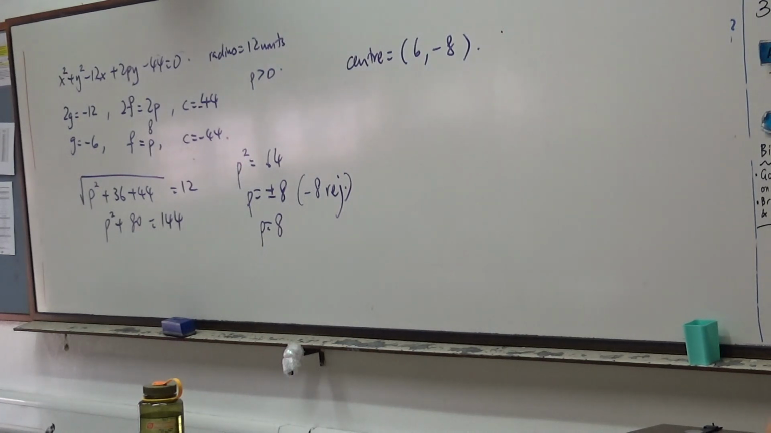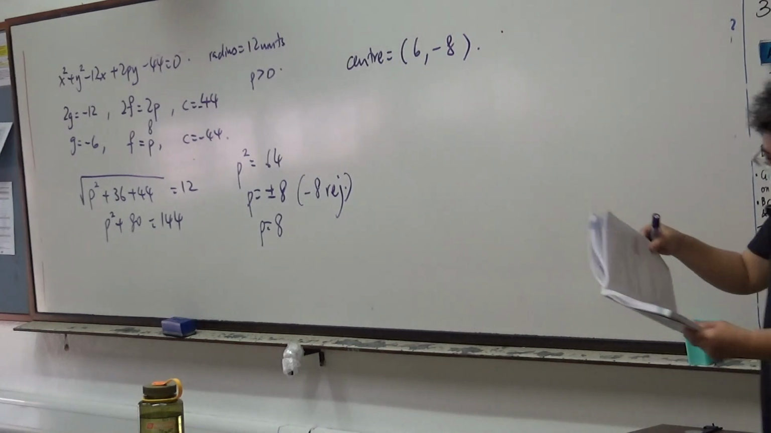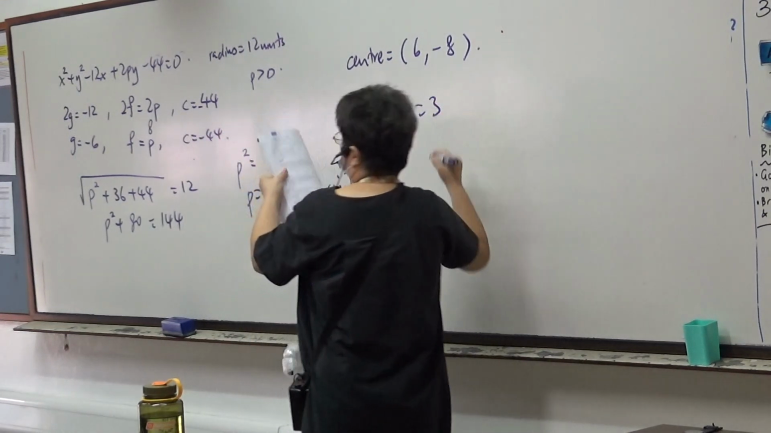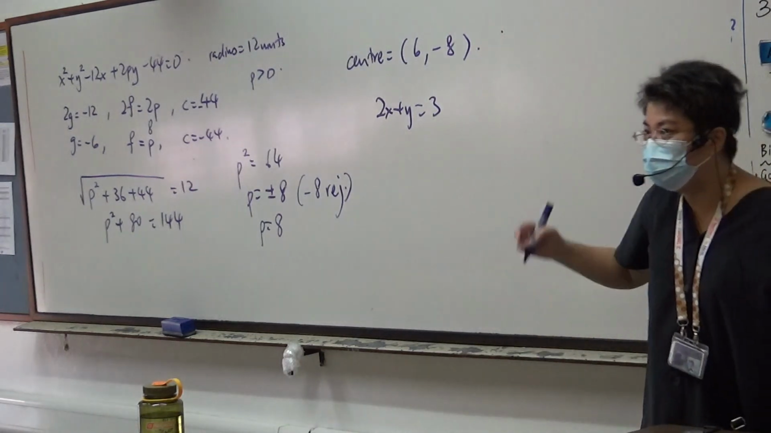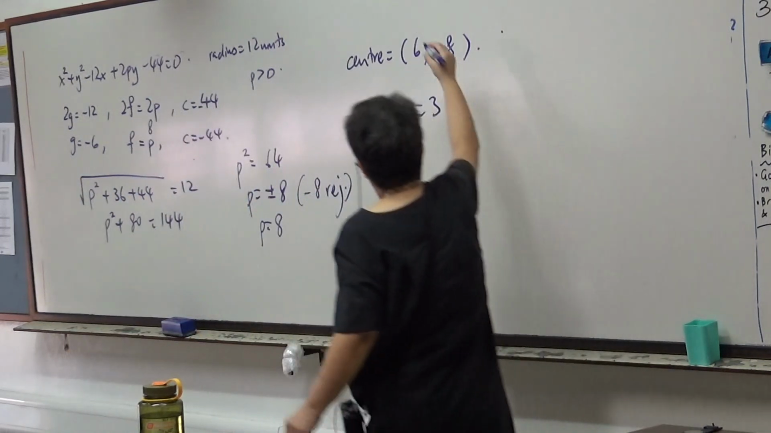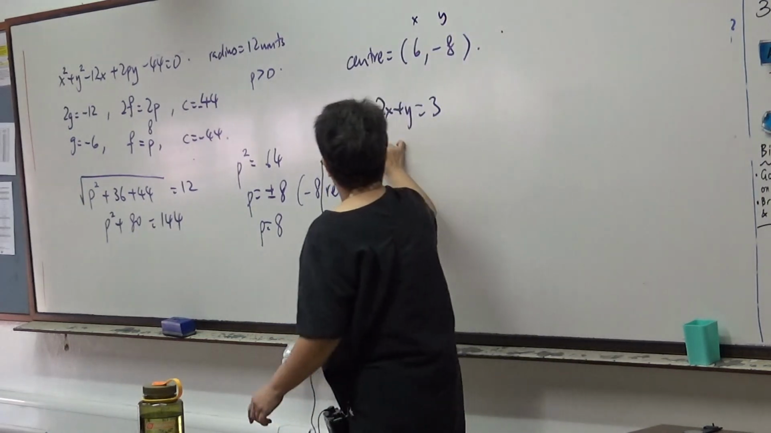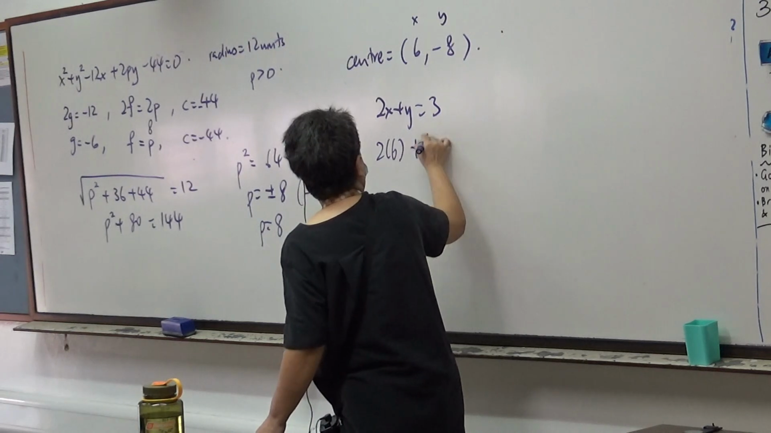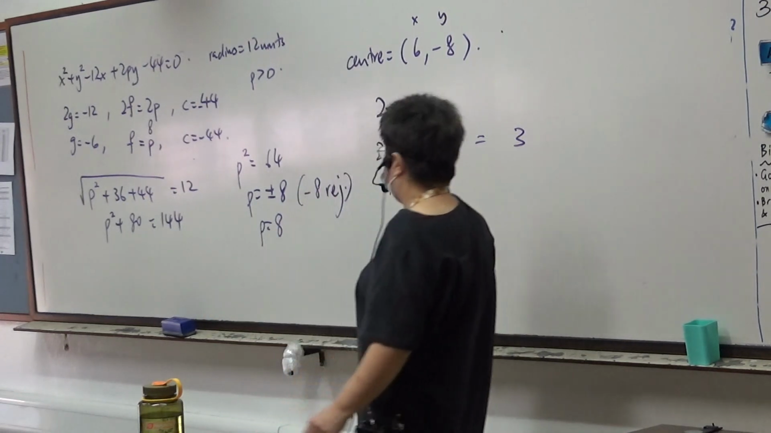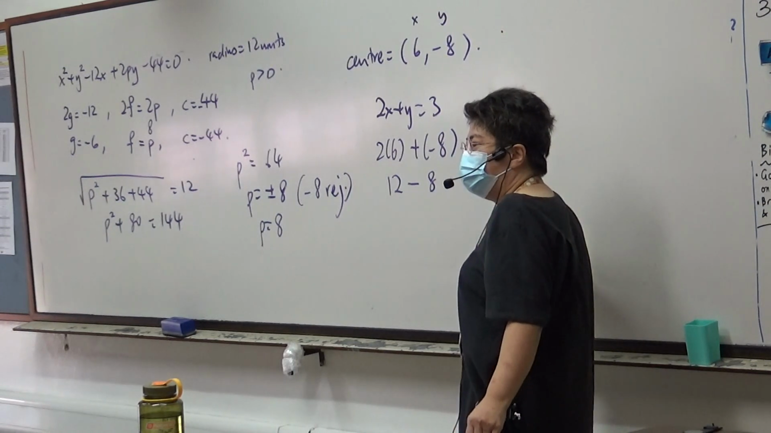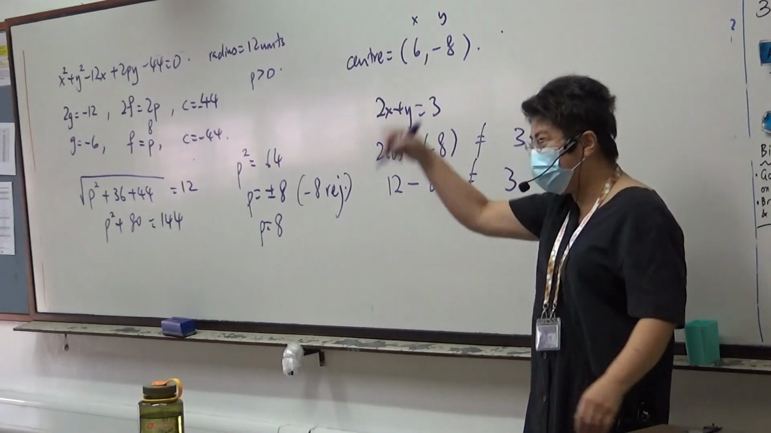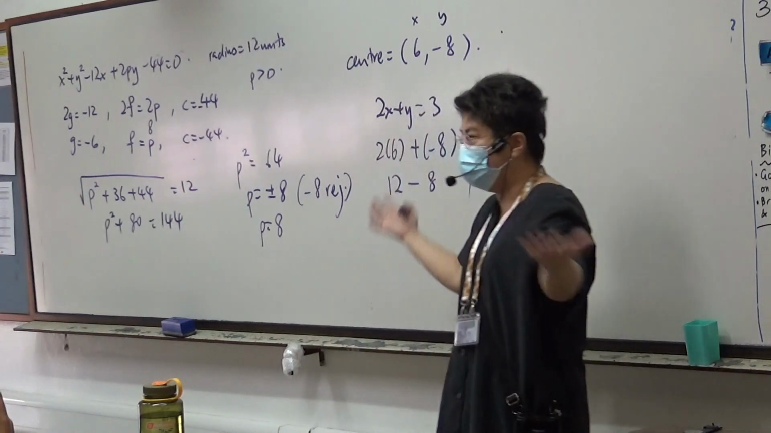Part 2. Does the line 2x plus y equals 3 pass through the center of C1? Now, remember yesterday I said, if a line passes through a point, the coordinates of the point must satisfy the line, right? So this is my x, this is my y. I'm going to sub in. I'll put equals 3 first, then we check. 12 minus 8, is it equal to 3? No. So you will say no, and then I cancel out. So does it pass through? The answer is no. It does not pass through.